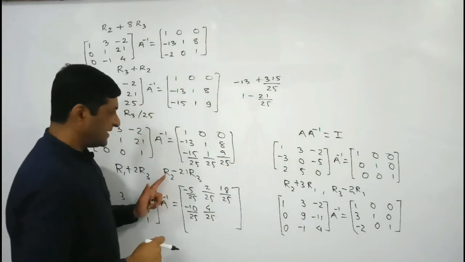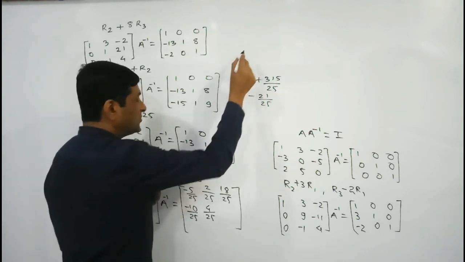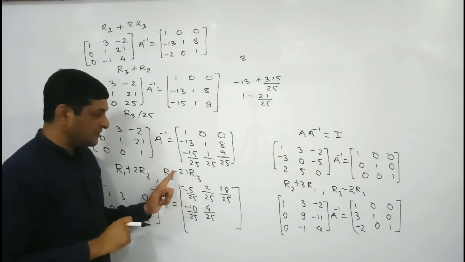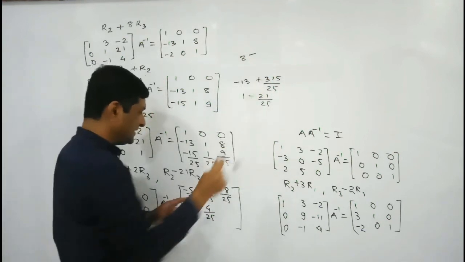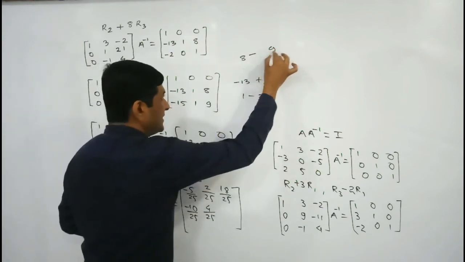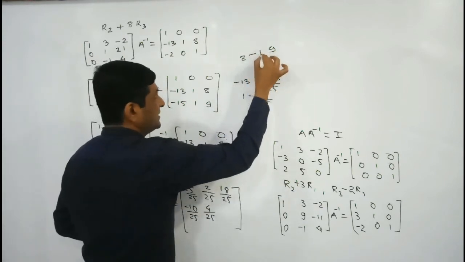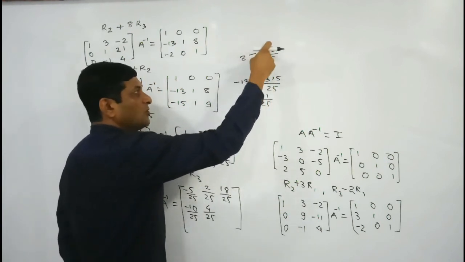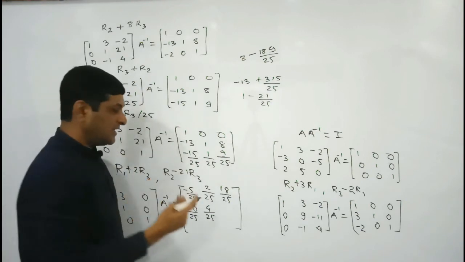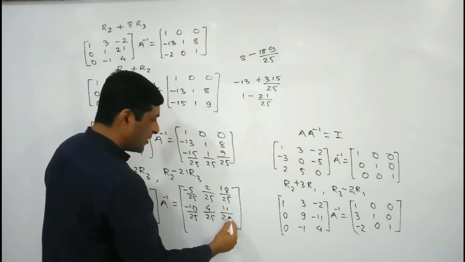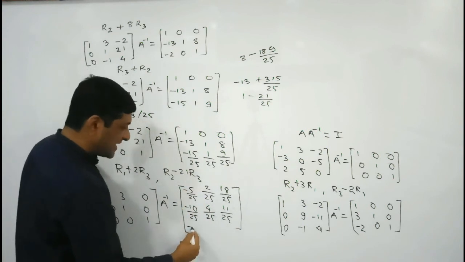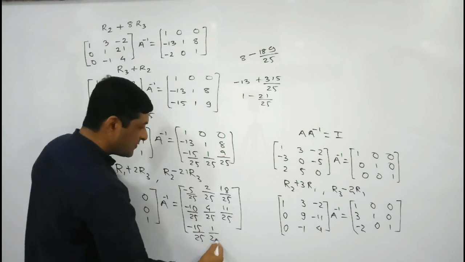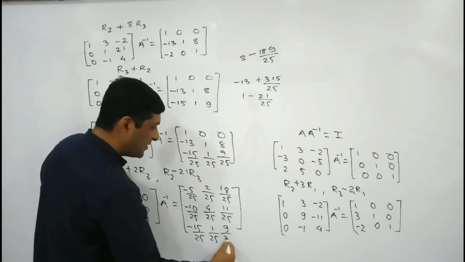Now let us perform the next operation on R2. For the element of R2, 8, we are using the corresponding element of R3. We are multiplying R3 by minus 21. So minus into plus will become minus, and 9 ones are 9 and 9 twos are 18 upon 25. Keep it as it is. 25 8s are 200, 200 minus 189 will be 11. So here we'll get 11 upon 25. Keep the element of R3 as it is because there is no operation on R3: 15 upon 25, 1 upon 25 and 9 upon 25.